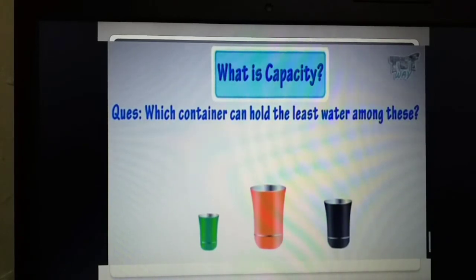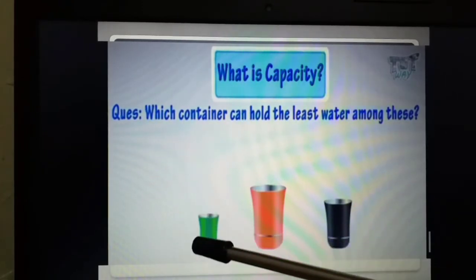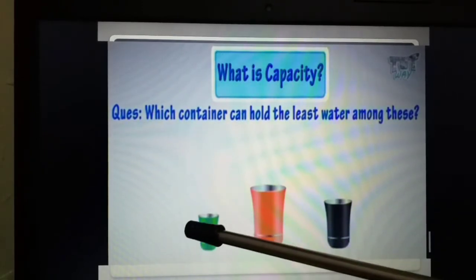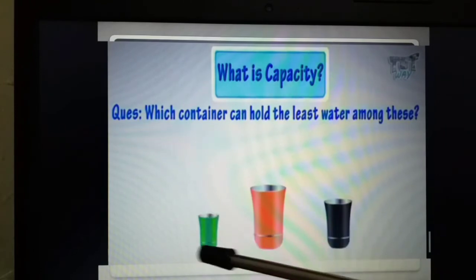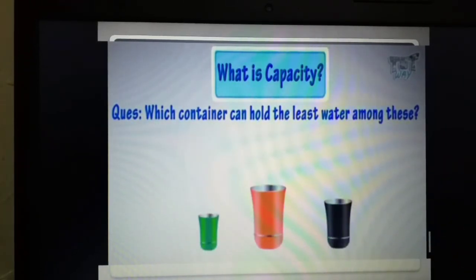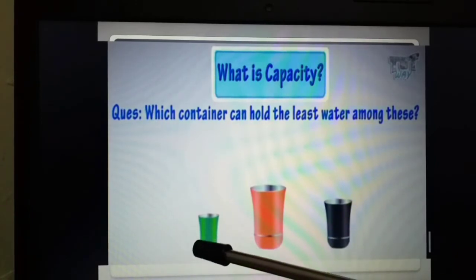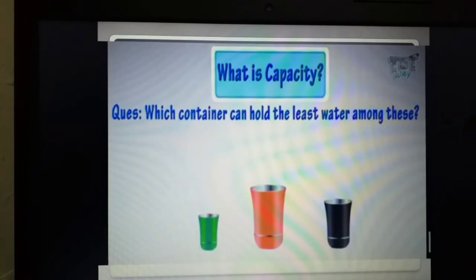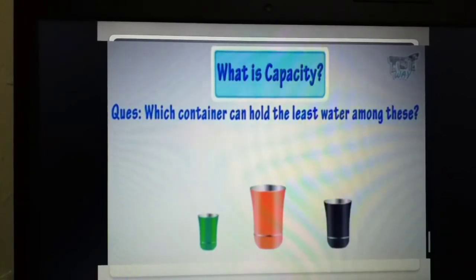Now, which container can hold the least water among all of these? Yes, the green container. This green container is the smallest, so it can hold the least amount of water. So, the green container has the least capacity among all these containers. Now, students, you know well what capacity is.